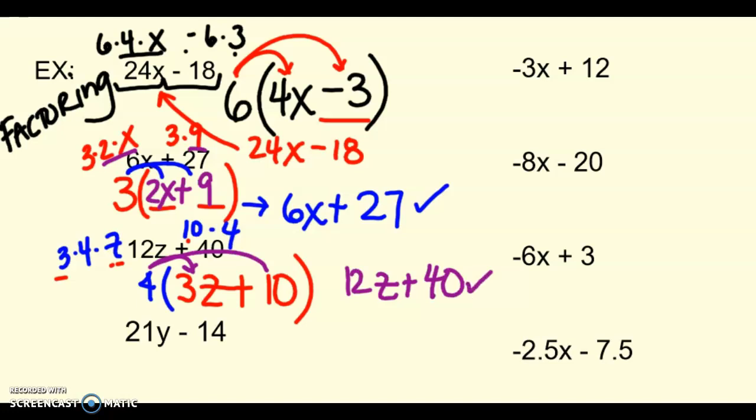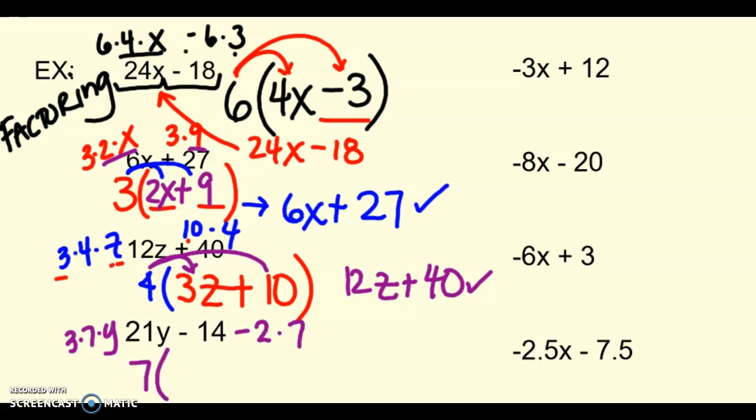Last one that I'm going to do, and then you've got lots of practice. 21y minus 14. Probably 7. 3 times 7 times y, and 2 times 7, with a negative. So they share the 7.